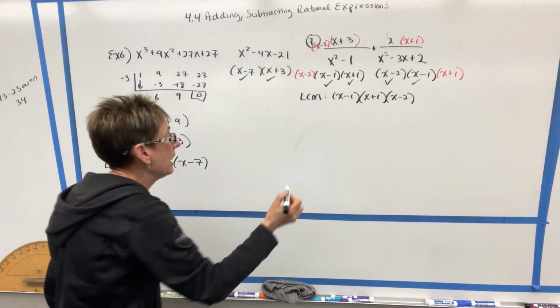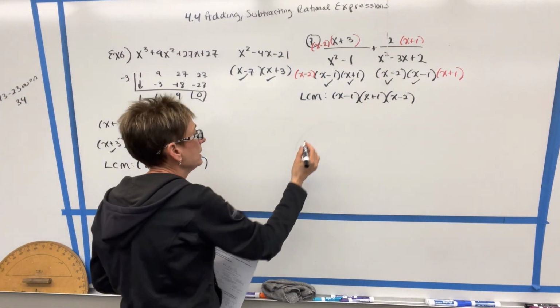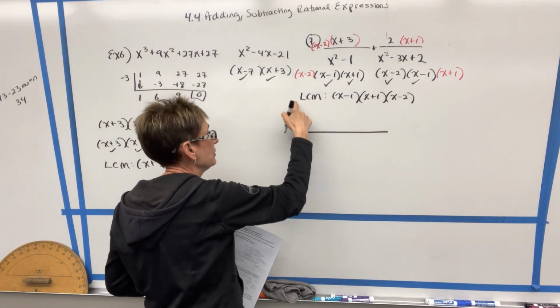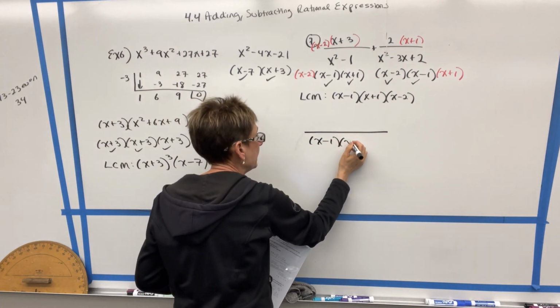Now that I've done that, I can now add or subtract the numerators and then keep the denominator. So this least common multiple will be my denominator.